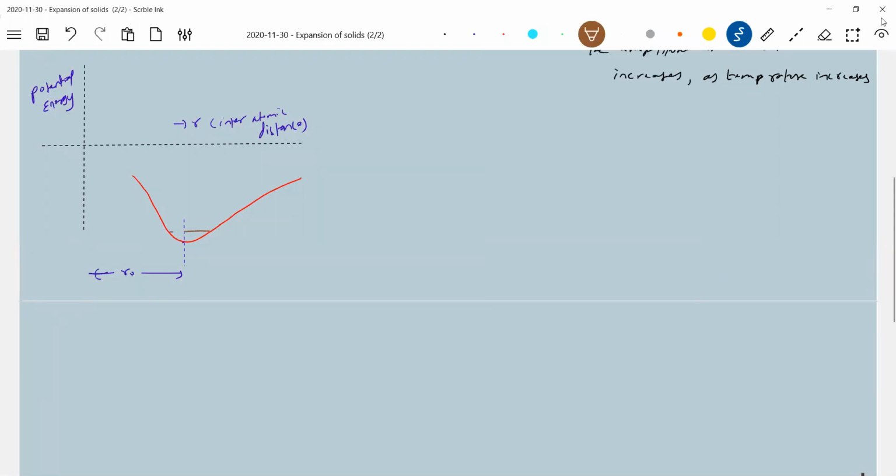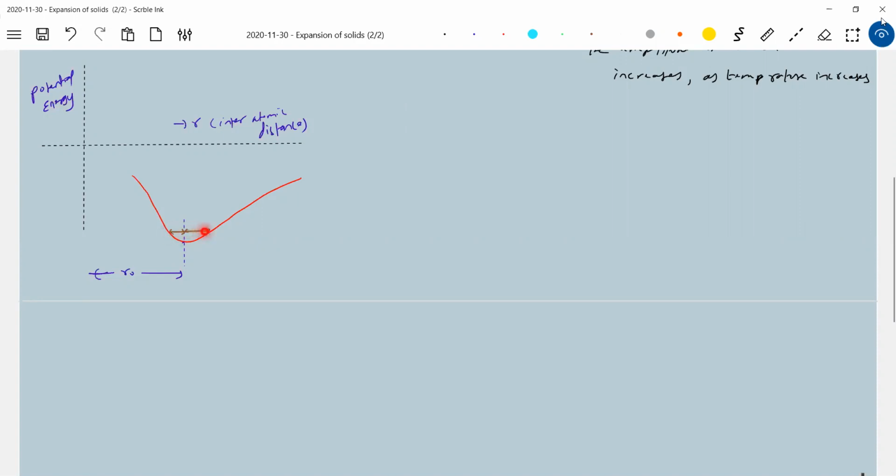Look at this particular arrow. So in fact, at any temperature the atoms will be vibrating, and the vibrations will be very small. As I increase the temperature, I am supplying heat energy to the body. The body will absorb it, its potential energy will increase, and then it starts vibrating about this position.